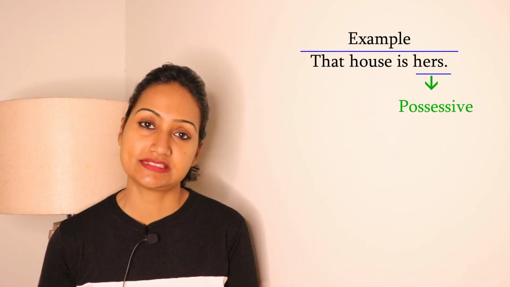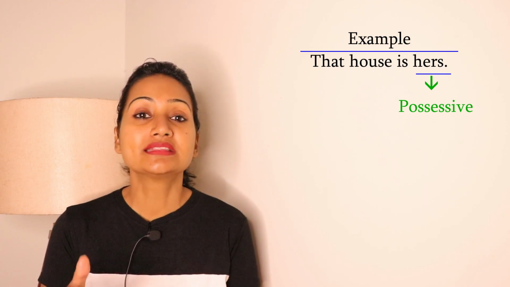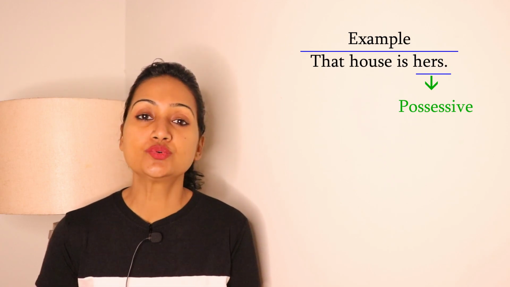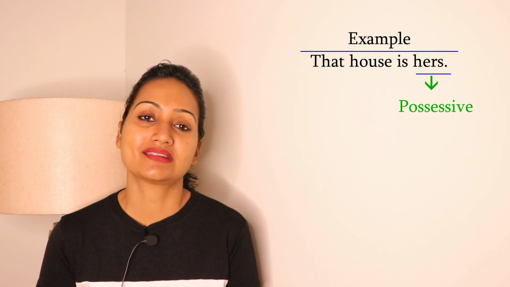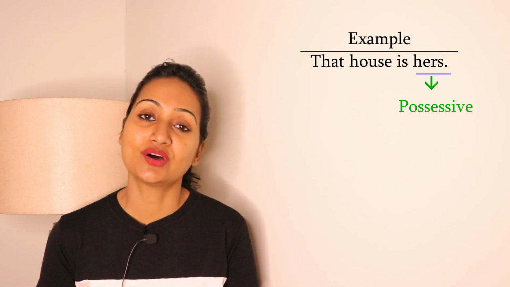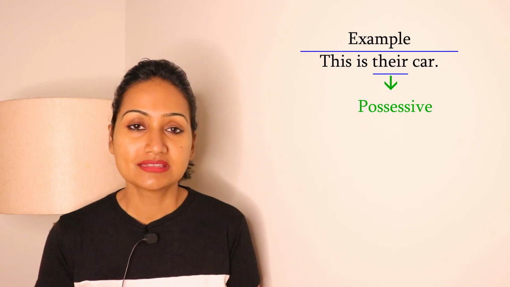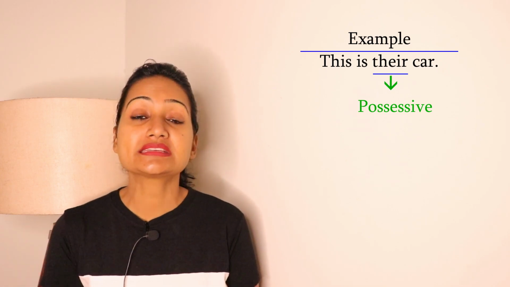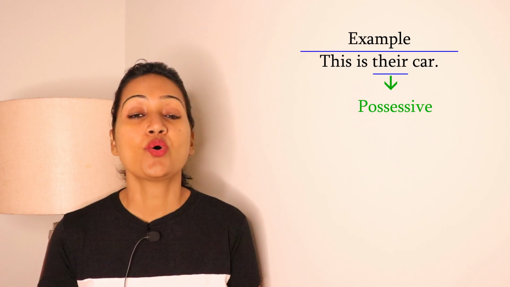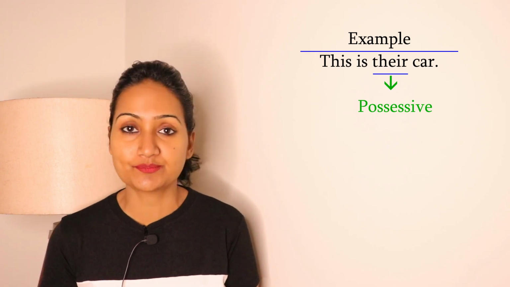That house is hers. So hers is a possessive because this shows that that house belongs to her. She owns that house. This is their car. So their is a possessive in this sentence because it shows a possession. This means that they own this car or this car belongs to them. So in these sentences, my, hers, their, these are all possessive because they show a possession.